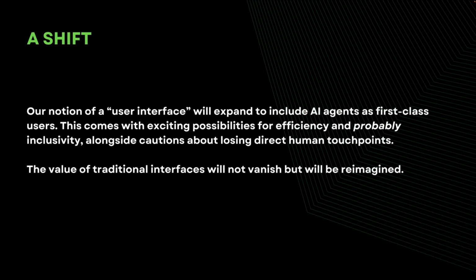Our notion of a user interface will expand to include AI agents as first-class users, especially as we're building for agents more and more. And this comes with exciting possibilities for efficiency and probably inclusivity, alongside these cautions about losing these direct human touch points, de-skilling, the problems that can happen due to potentially hallucinations, and the fact that we still do not understand how these models work on a fundamental level. The value of traditional interfaces will not necessarily vanish, but it will definitely be reimagined.